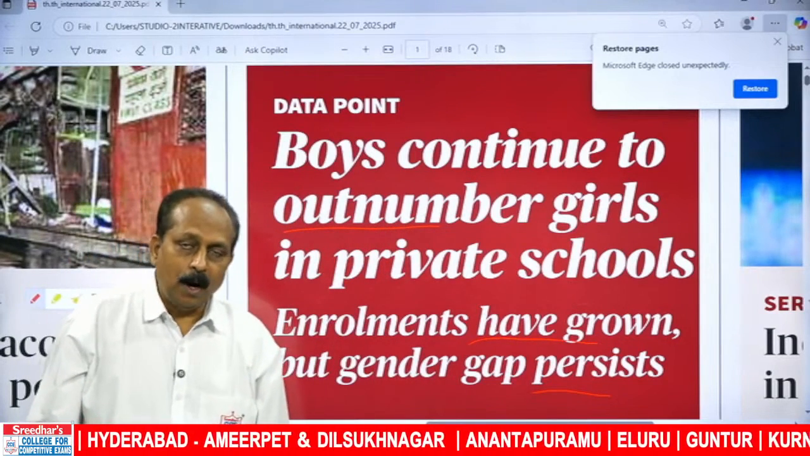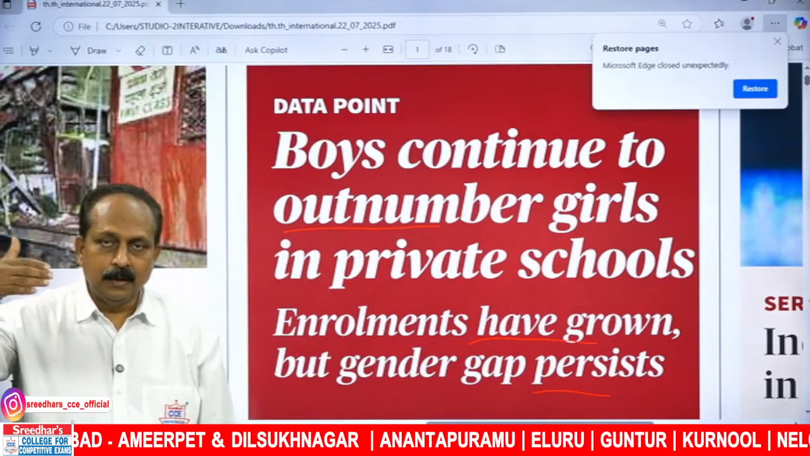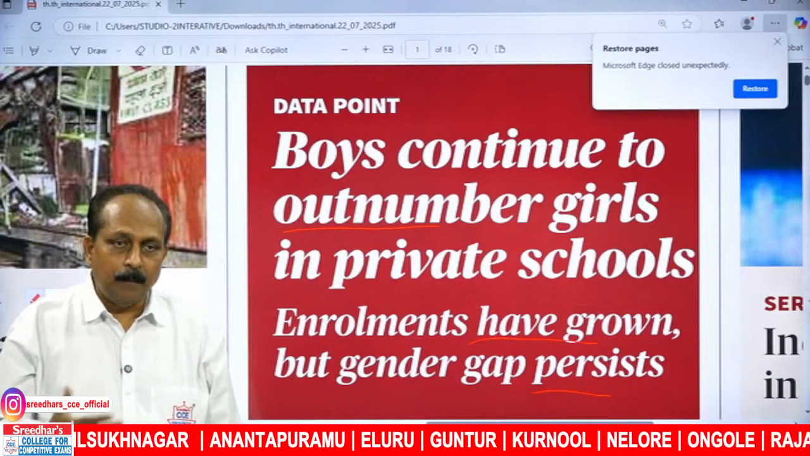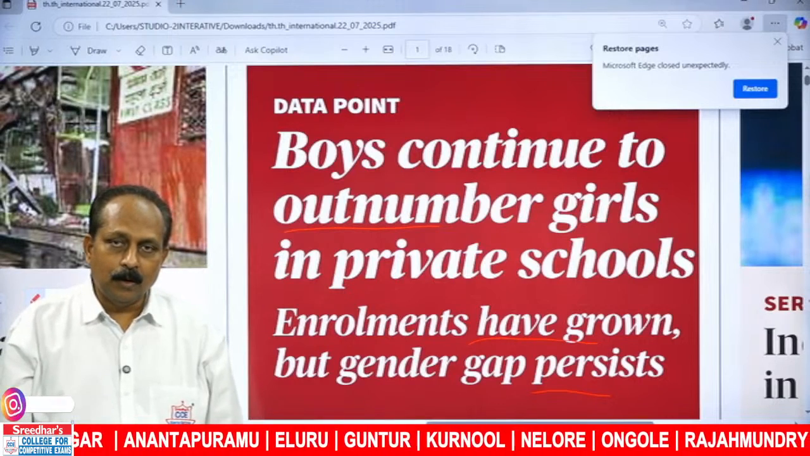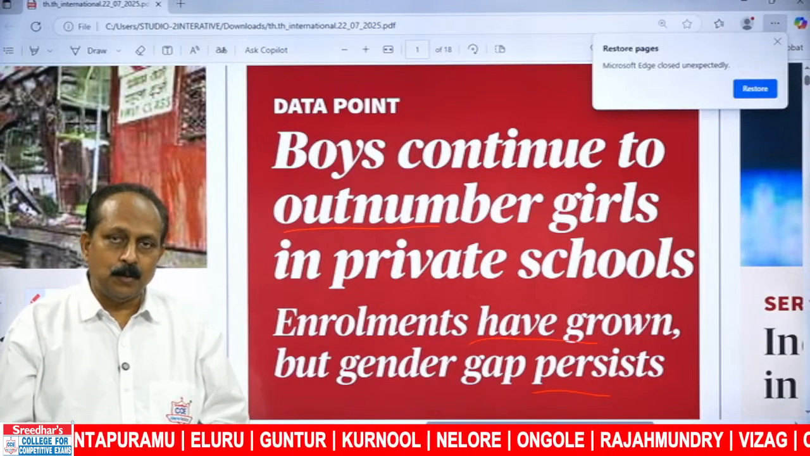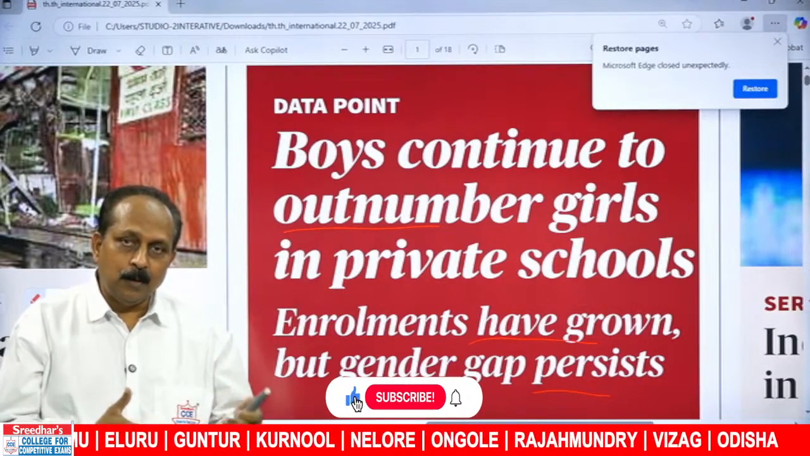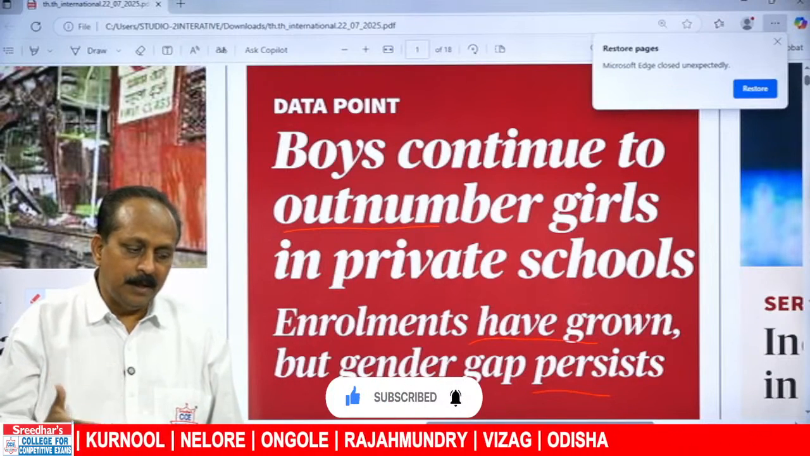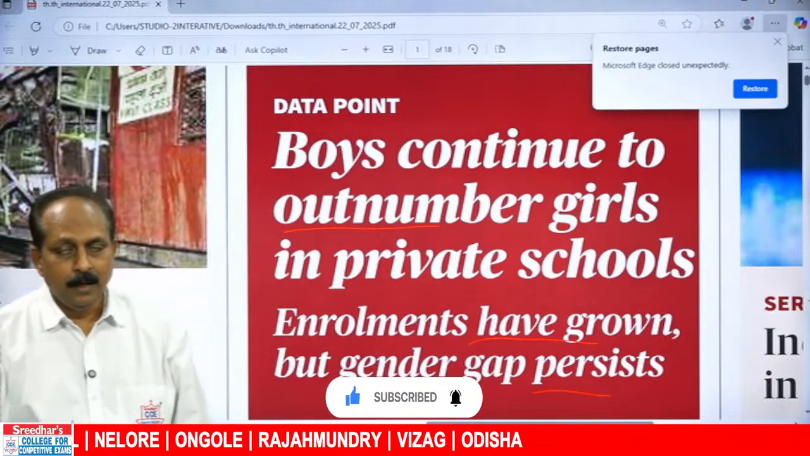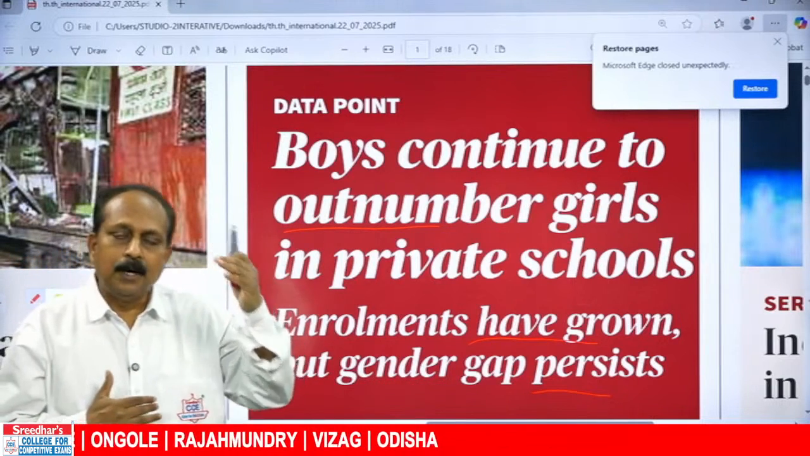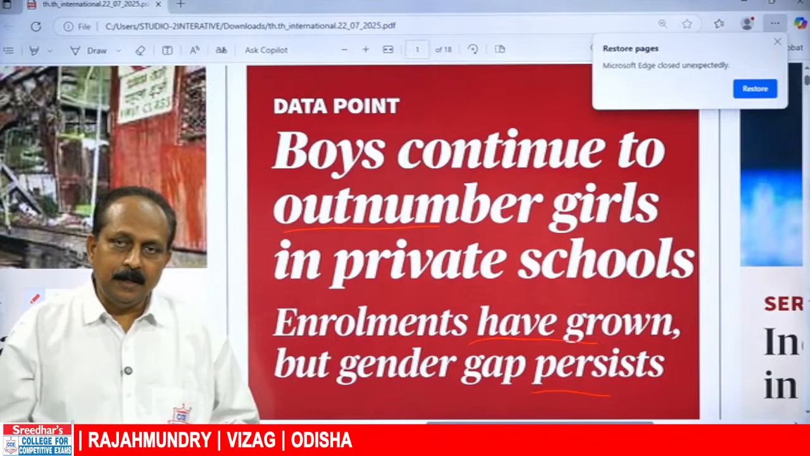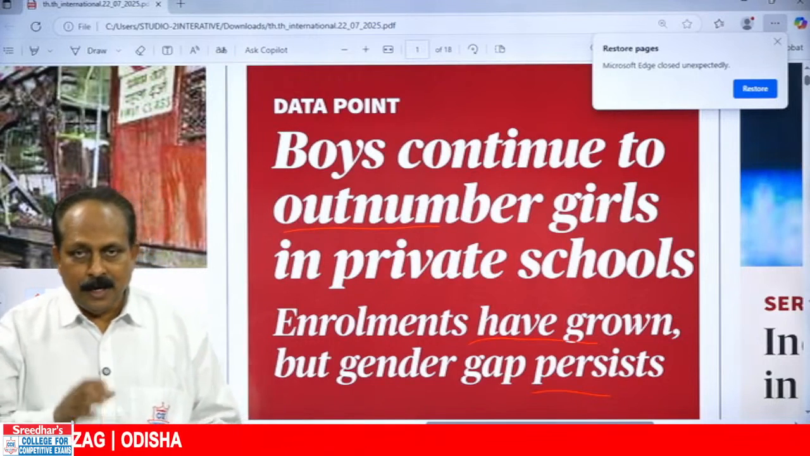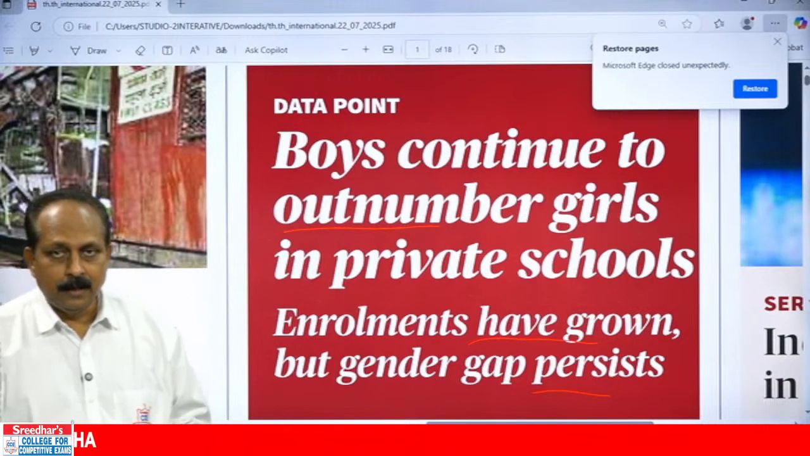Let us look at outnumber. The number goes up and there's a difference in the numbers, then we say outnumber. What does the context talk about? When it comes to enrollment in private schools, the number of boys enrolling has gone up compared to the number of girls enrolling in private schools. That is one thing. And it clearly shows, imagine 100 boys enroll, only 60 girls enroll. It shows something we always focus on, gender disparity, gender gap.